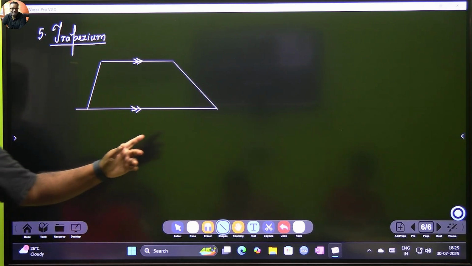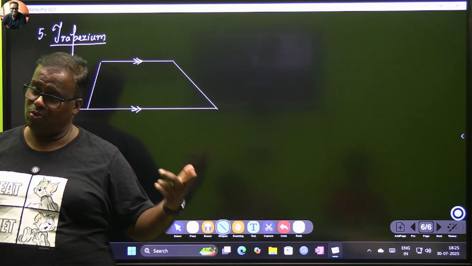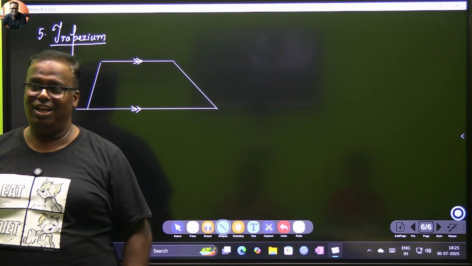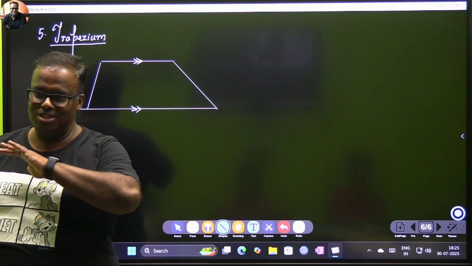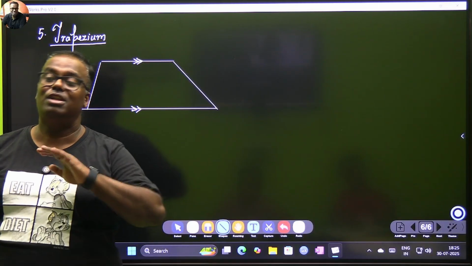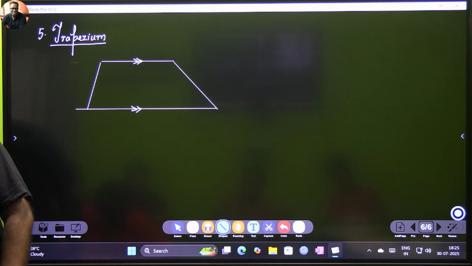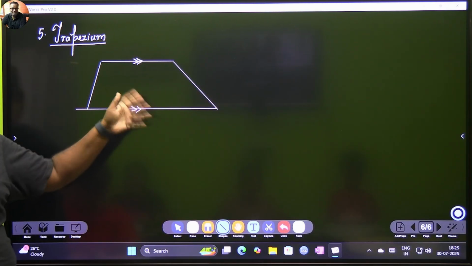So is a rectangle a trapezium? Yes. Is a square a trapezium? Yes. Is a rhombus a trapezium? Yes. Is a trapezium a rhombus? Never. Is a trapezium a square? Never. Is a trapezium a parallelogram? Never. Is a trapezium a rectangle? Never. Because in all those four shapes that you saw, one pair of opposite sides is parallel, so it meets the criteria.